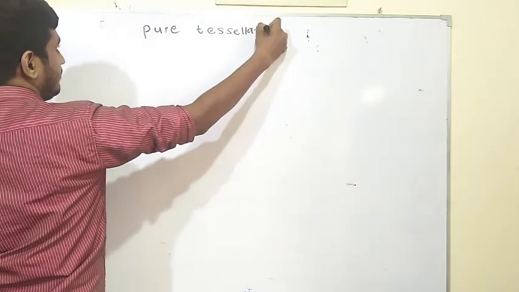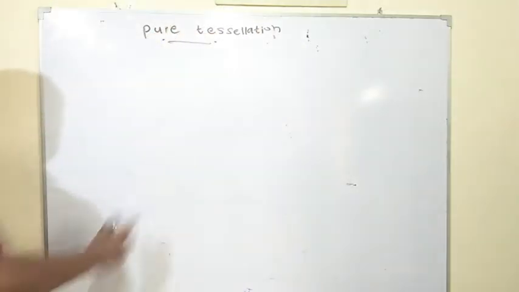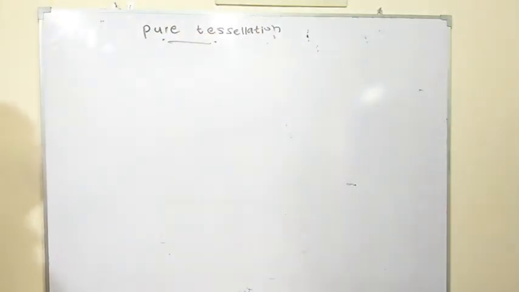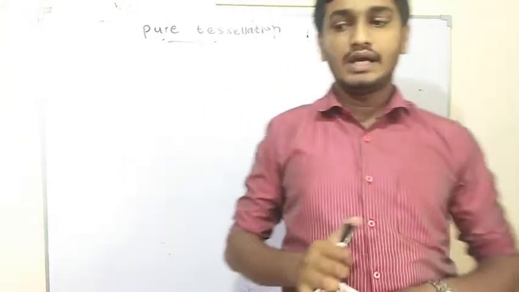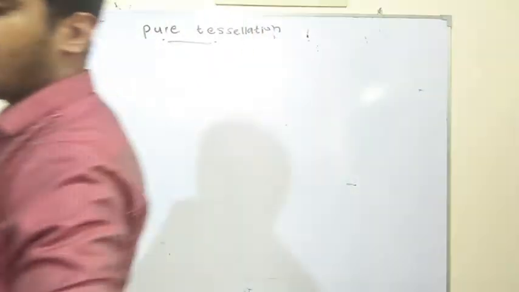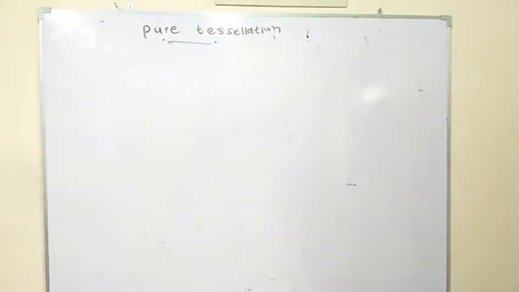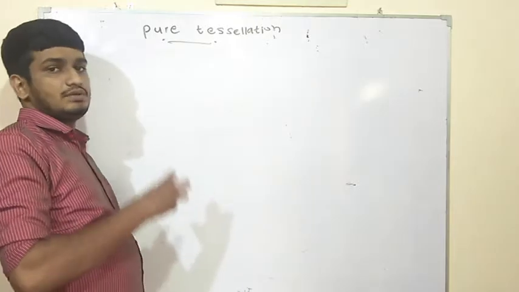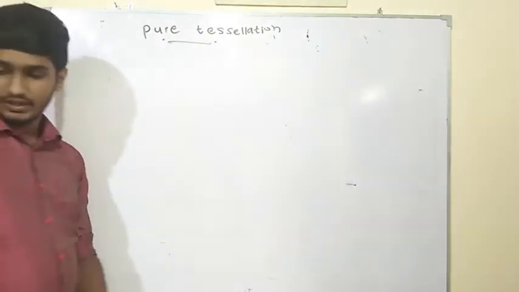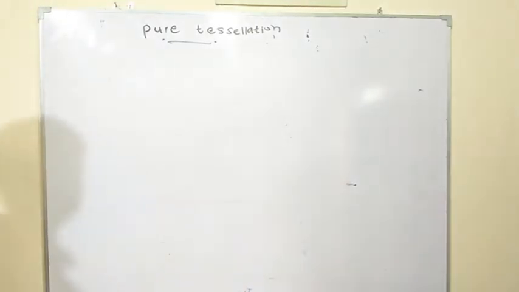One type is pure tessellation. See the board. Pure tessellation is made by only one shape. A design which is made by only one shape is known as pure tessellation. So let me draw some examples of pure tessellation.